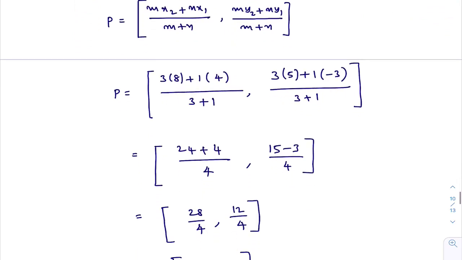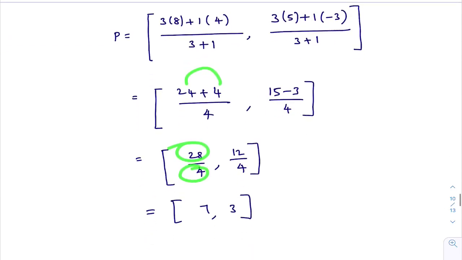Further if I simplify, 3 into 8, 3 8s are 24, 1 into 4 is 4, 24 plus 4 divided by 3 plus 1 is 4. And this side, 3 into 5 is 15, plus of minus is minus, 1 into 3 is 3, so 15 minus 3 divided by 4. 24 plus 4 is 28, 28 divided by 4 is 7. 15 minus 3 is 12. 12 divided by 4 is 3. So what about the coordinates? I got 7 comma 3.